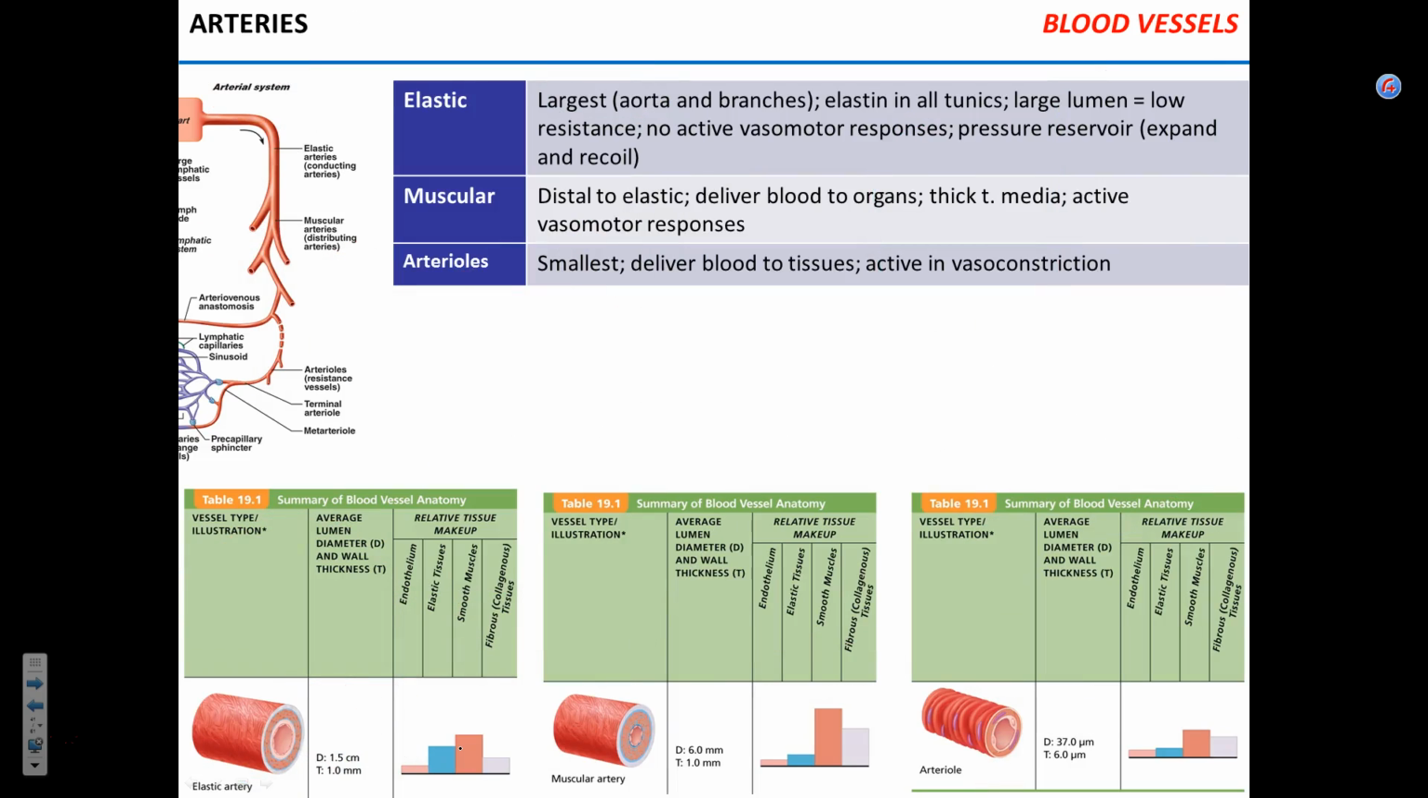So let's take a look at the arteries. There are three types of arteries. The largest arteries are elastic. Arteries like aorta and branches of aorta like brachiocephalic trunk, carotid arteries, subclavian arteries, renal arteries. The big vessels are elastic. So there's a lot of elastic fibers in all three tunics, tunica intima, tunica media, and tunica externa.